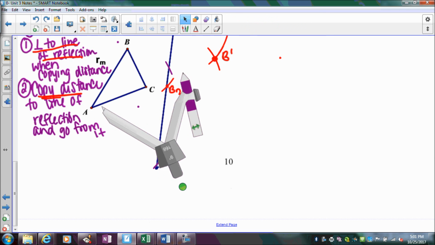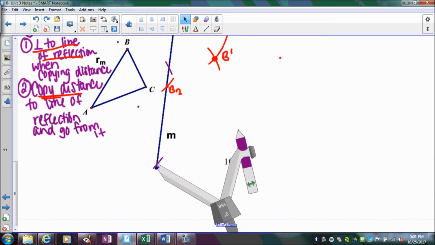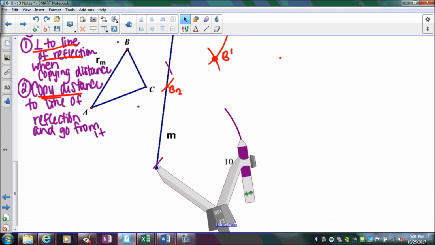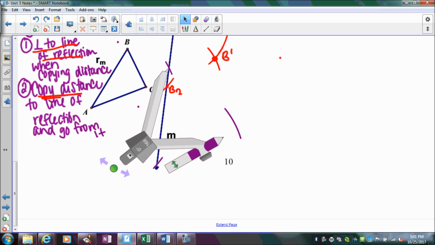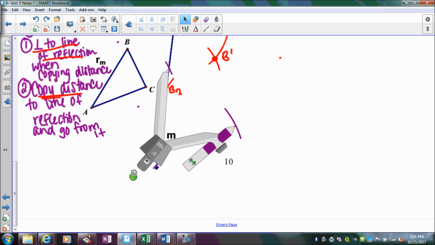And now I'm going equidistant. So I'm keeping my compass the same, and it is more than halfway. So you are kind of doing the perpendicular bisector. But by keeping that compass setting exactly the same, I'm not going to have to then measure that distance from A to the line and then copy it.